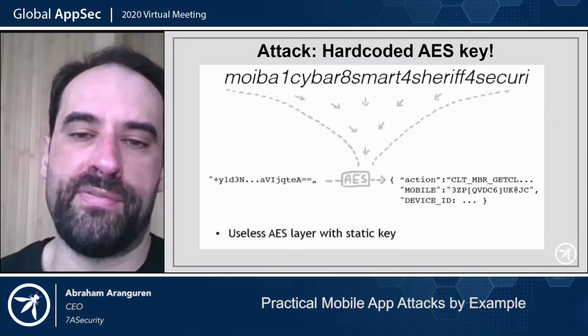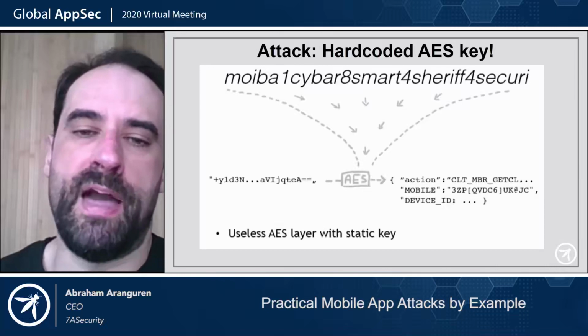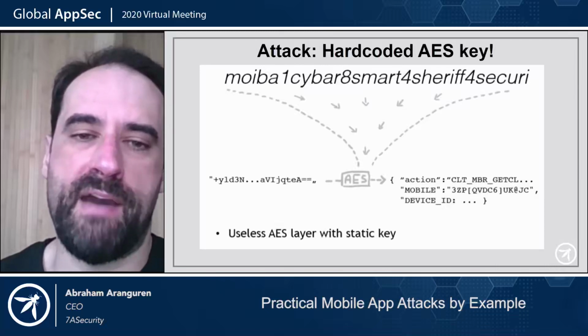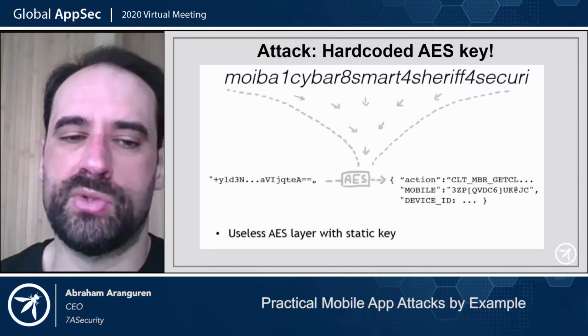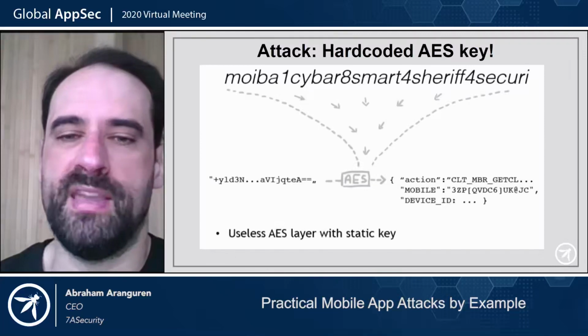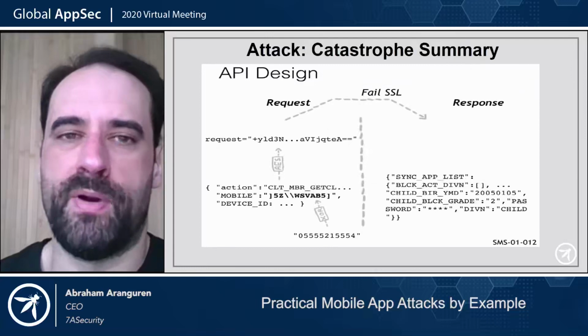So we have the request, right? First, there's the phone obfuscation using XOR, and then with the request, we have AES, right, with this second hard-coded key, and then we get this encrypted request, right? So basically a useless AES layer with a static key that can be retrieved from the application.